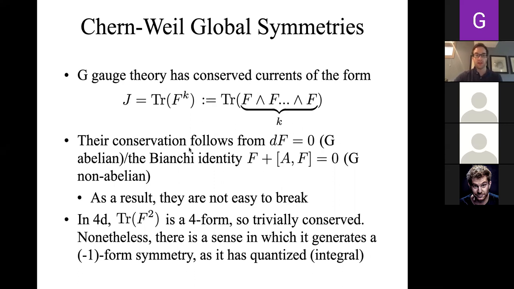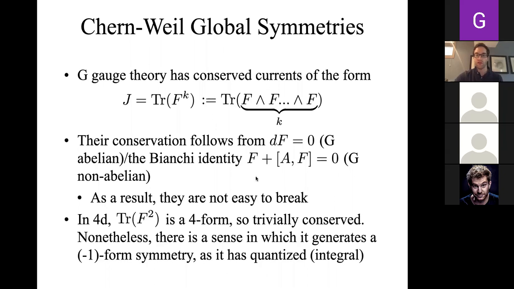And the conservation of these currents, the fact that dJ is equal to 0, follows in the abelian case simply from dF equals 0 in the absence of any magnetic monopoles, or for a non-abelian example, it follows from the Bianchi identity. So these conservation laws are fairly general. They don't require too many particulars of the theory, and as a result, they're not very easy to break. As I say, we're going to be primarily focused today on the case of K equals 2.